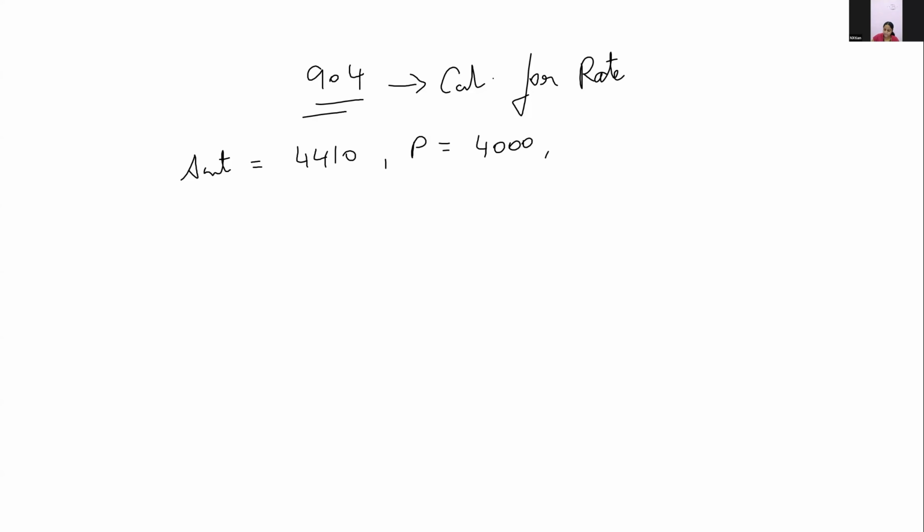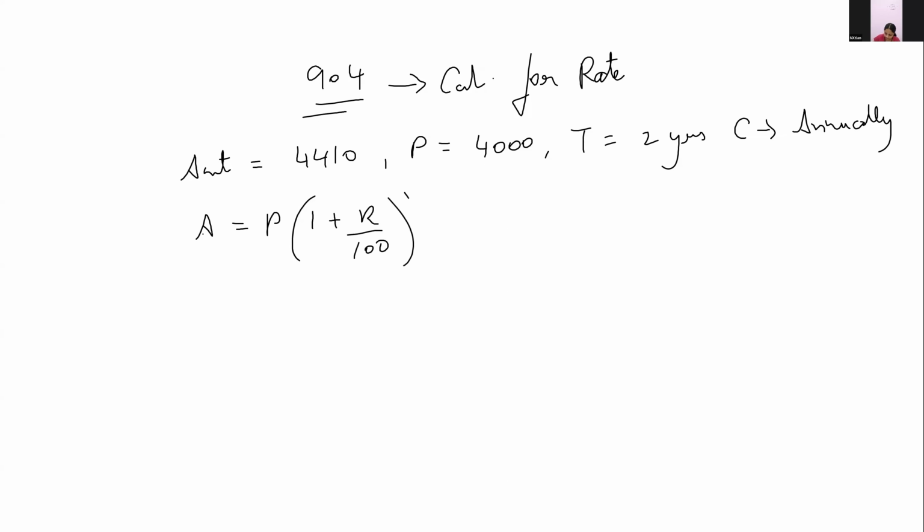You will have time, and you will have compounding. Okay. So now you have to find out the rate. So what we do, Abraham, we use the amount formula first. Okay. We simply use the amount formula. That is A equals P (1 plus R by 100) raised to the power N.